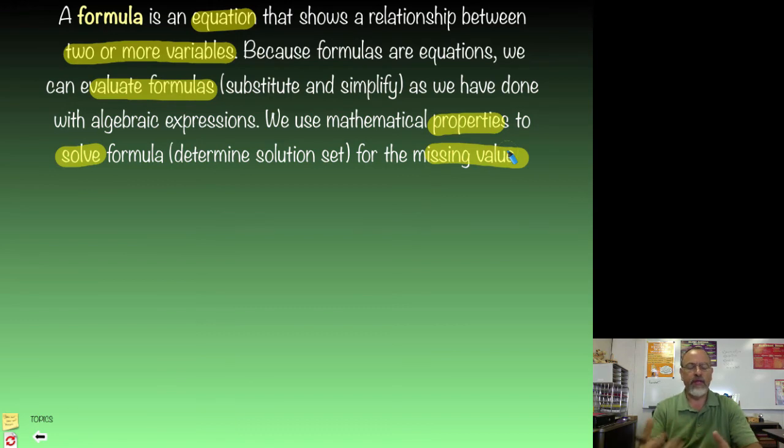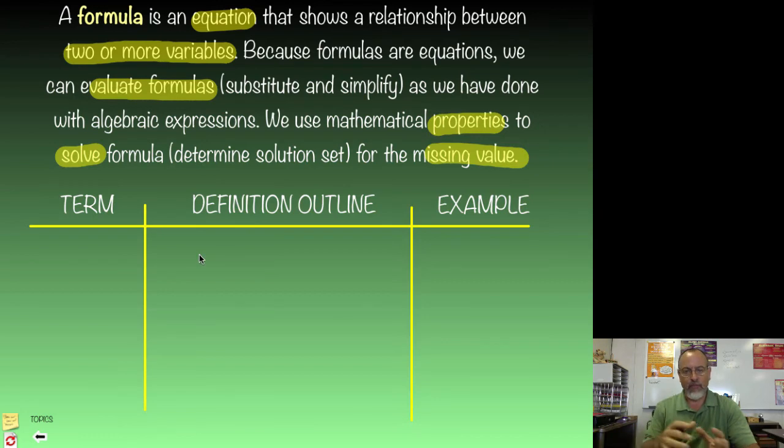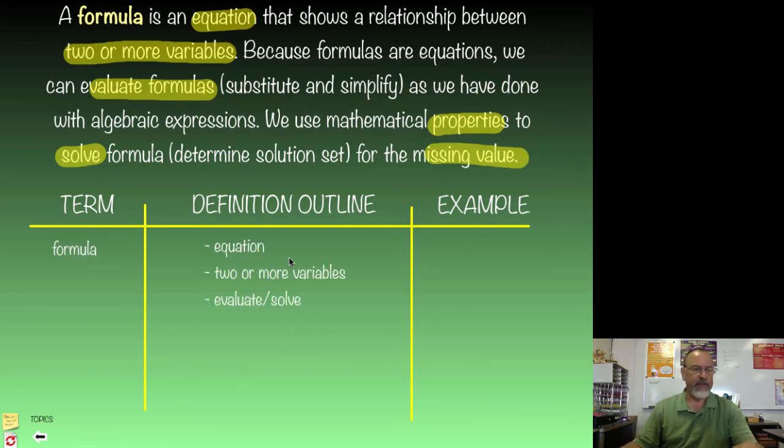So all of the things that we've learned up till now, a formula is just an extension of that. There really is not a lot of new information, other than applying what we know about algebraic expressions, mathematical properties, and evaluating to real world types of situations. So a formula is simply an equation. That's all it is. You've got something on one side of the equation and something on the other, and they're determined to be equal.